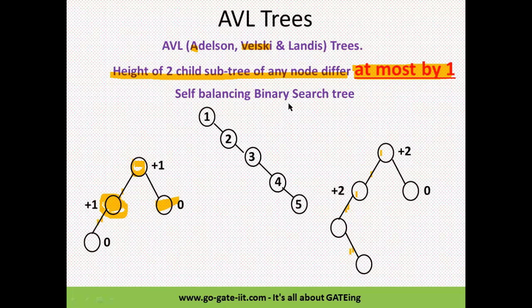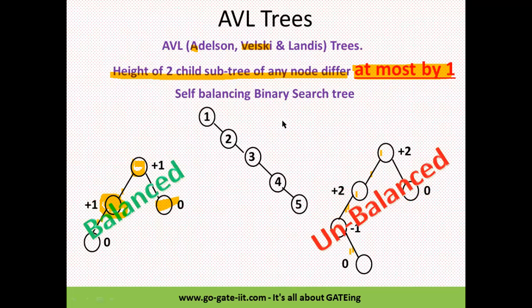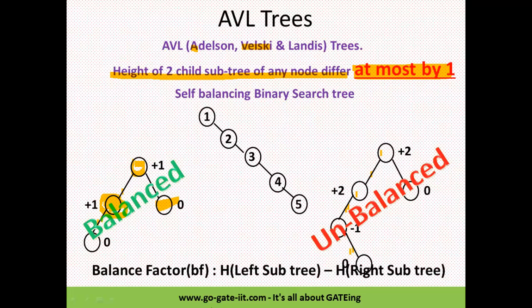Now there are certain terminologies associated with AVL trees. Before that, you can see here, this is a balanced tree and this is unbalanced. As I told you, there is something called the balance factor, which is calculated as the height of the left subtree minus the height of the right subtree. In the AVL tree algorithm, this balance factor is calculated on every iteration.